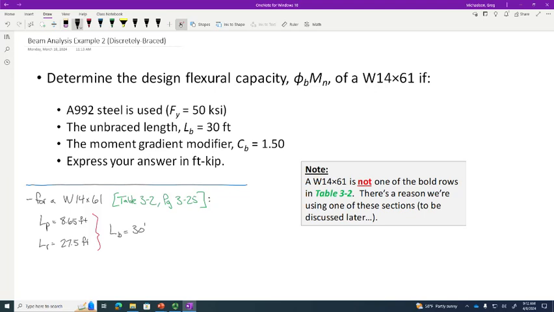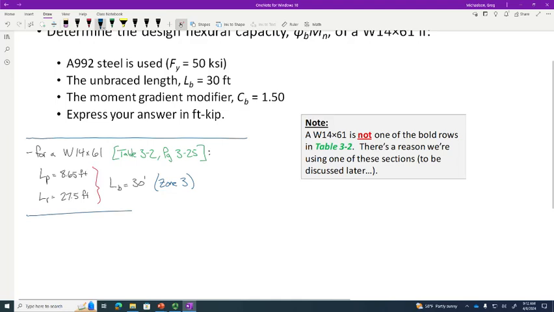3, right? Because here's the thing, right? So here's our chart, right? This is LP, this is LR, so this is zone 1, 2, and 3. And our LB is like right here, so we're in zone 3, okay? So what we're going to need to do is compute capacity according to the elastic solution, okay?